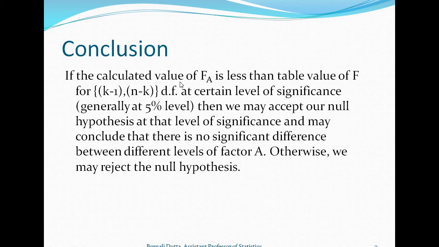If the calculated value of FA is less than the table value of F for k minus 1, n minus k degrees of freedom at a certain level of significance, generally we consider 5% level of significance, then we may accept our null hypothesis at that level of significance and may conclude that there is no significant difference between different levels of factor A. Otherwise, we may reject the null hypothesis.